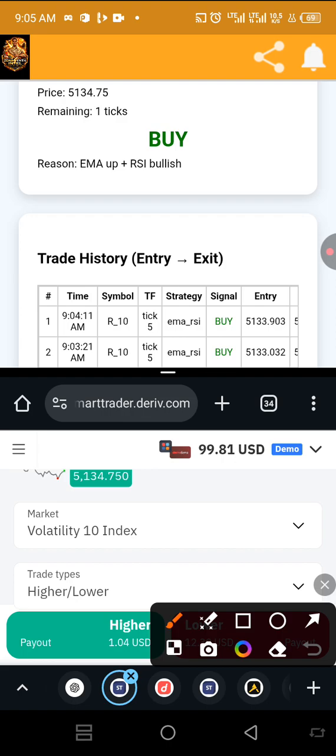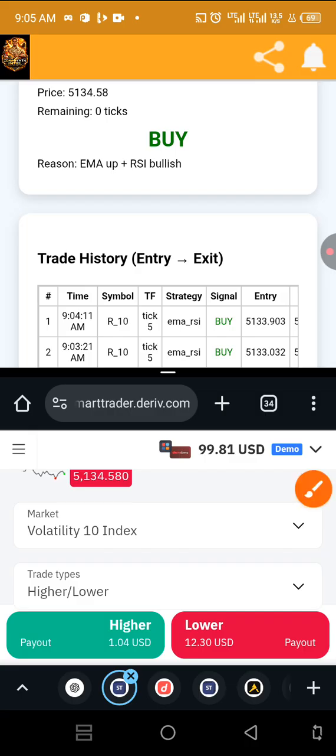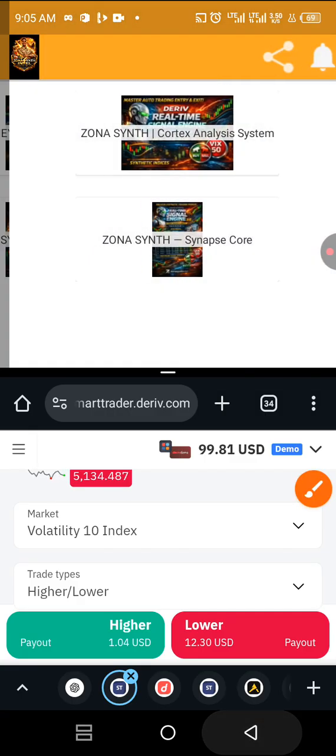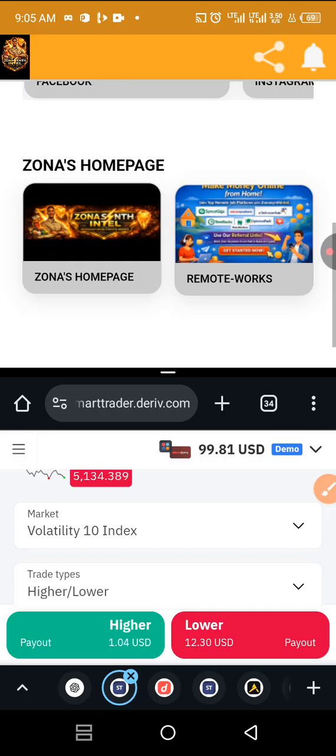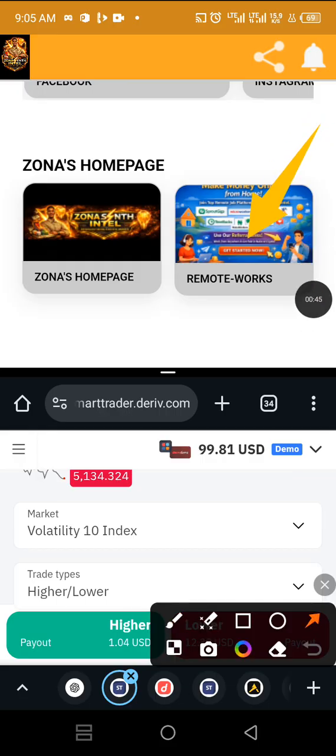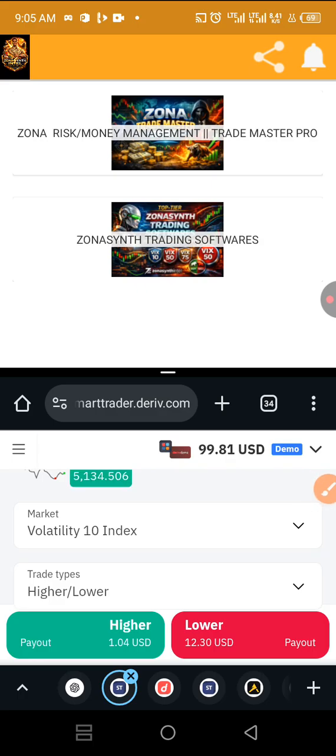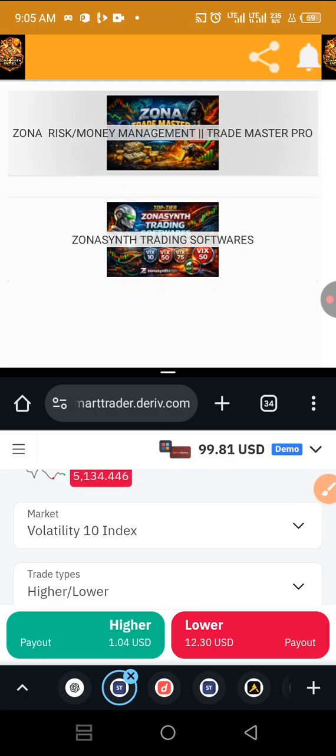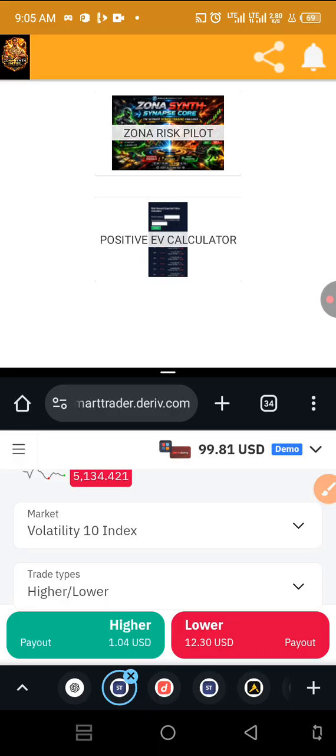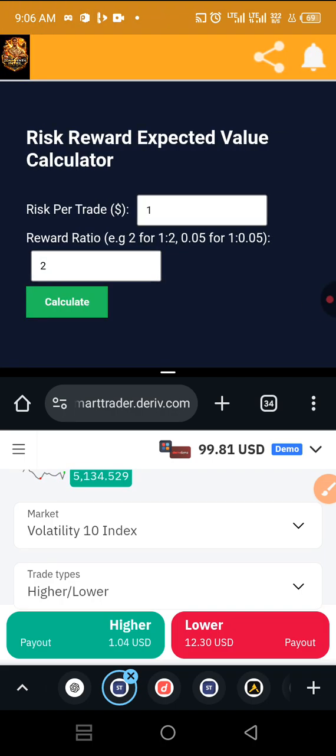So basically, we have another software that we implemented. Let's go to our app. This is our dashboard. Now we can as well have access to remote works online by earning for free. So let's go to our Zona's homepage and go to our trading software dashboard. Under our risk and money management software, we've embedded another software called the Positive EV Calculator. What this Positive EV Calculator does is calculate a risk to reward ratio to know whether we are going to be profitable in the long run or not.